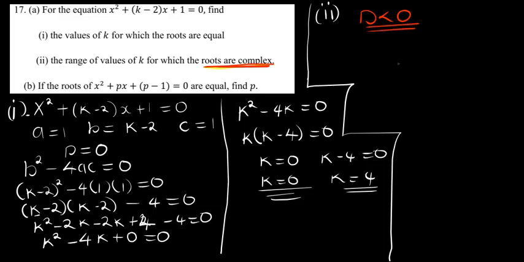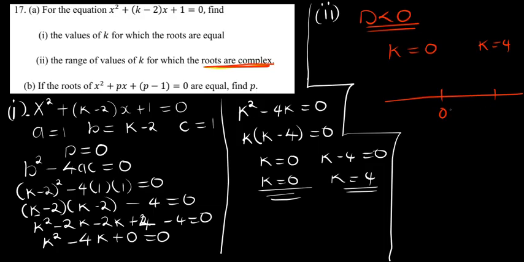If the discriminant is less than 0, the first thing you will have to do is test, because it's more like the range, or the group of values, for which the roots are complex. So in this situation, we need to test the k values. The first k was 0, and the other one was 4. So let's test.